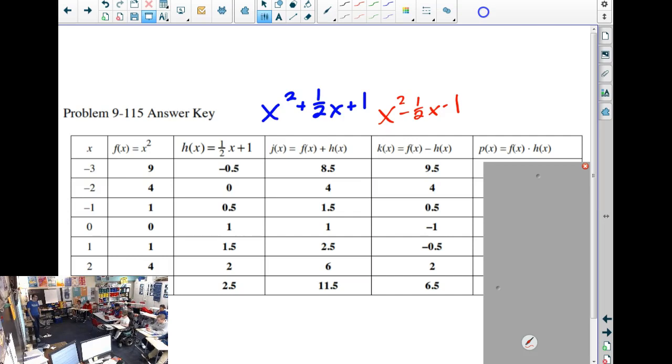Now, p of x is where it gets goofy. So I want to give you a little bit of time. You have two graphs on your paper for a reason. P of x should be on your right-hand graph, and it should look weird. Make sure you follow the multiplications and check your signs. I'm not going to show the p of x yet.